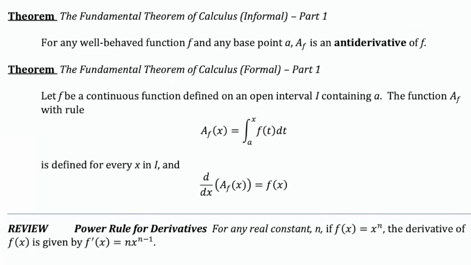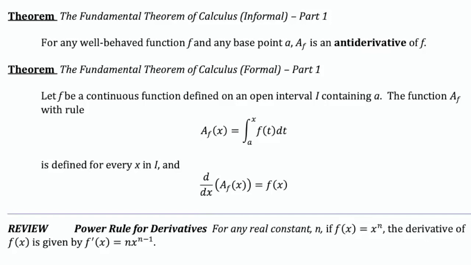The informal way to say this is just: for any well-behaved function f, smooth and continuous, and any base point a, the area function is an antiderivative of f. We saw that in the previous section where we talked about the area function and how it does give us the antiderivative.